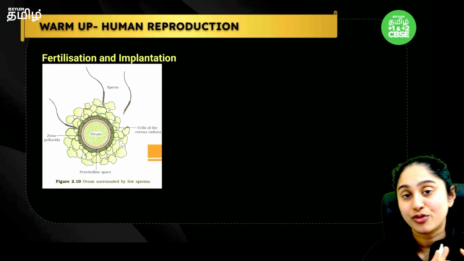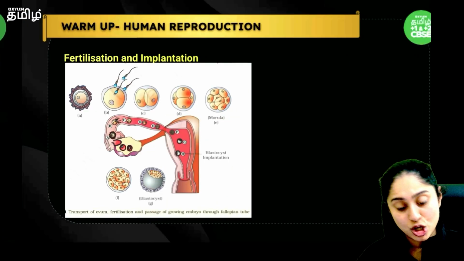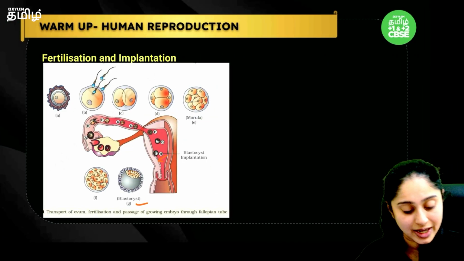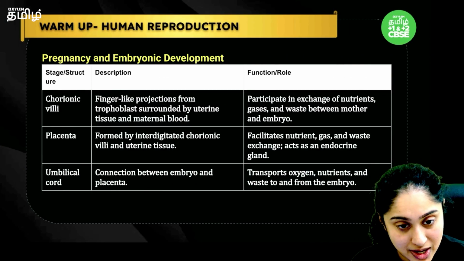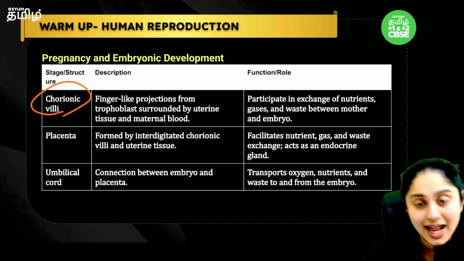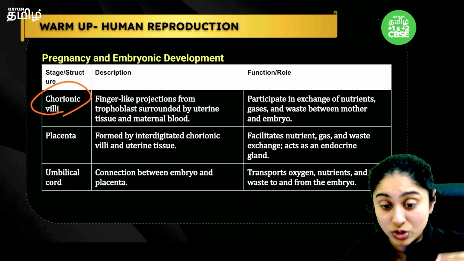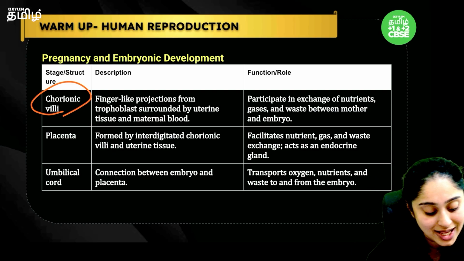Okay, so this is how the fertilization is taking place. All these diagrams are there in your textbook. So once the blastocyst is there, the blastocyst is going and implanting into the uterine wall, the pregnancy is established. Okay, so these finger-like projections are called the chorionic villi, and along with the chorionic villi, the maternal tissue, the maternal blood together forms a major organ known as the placenta.